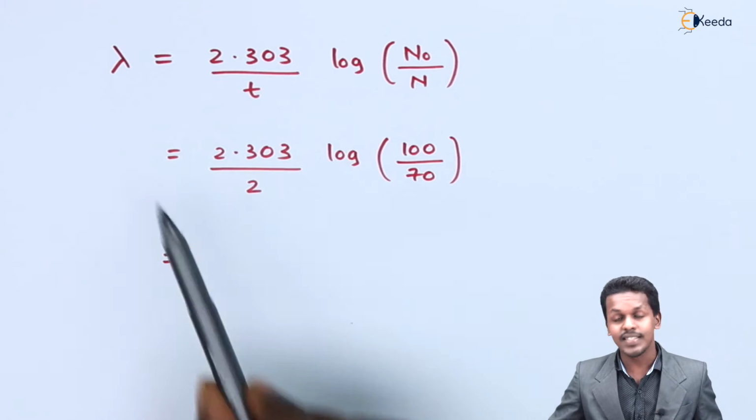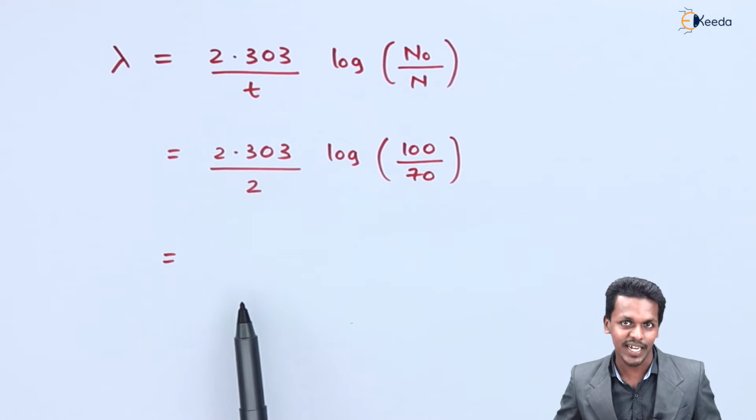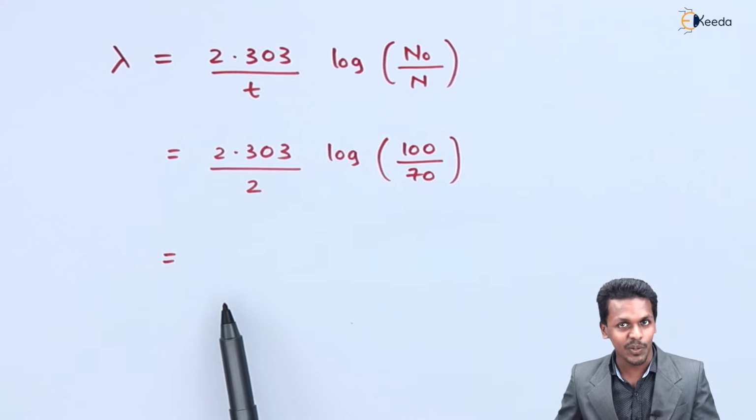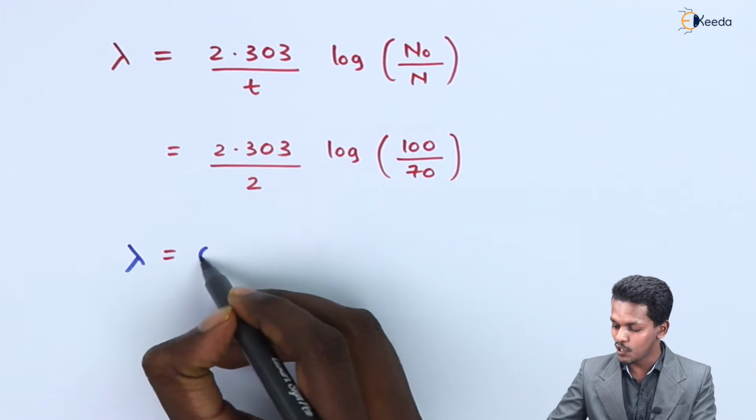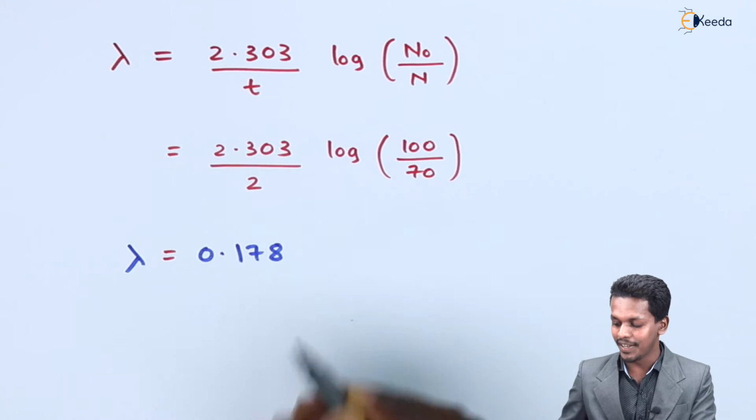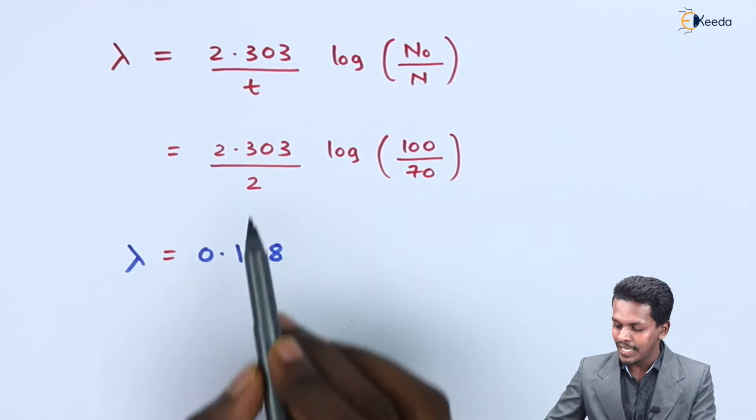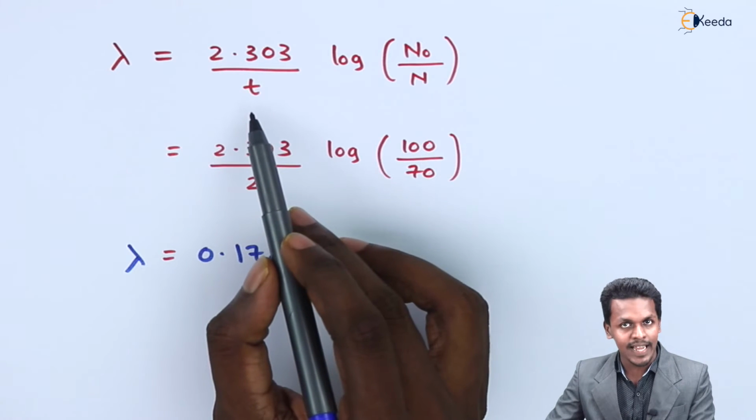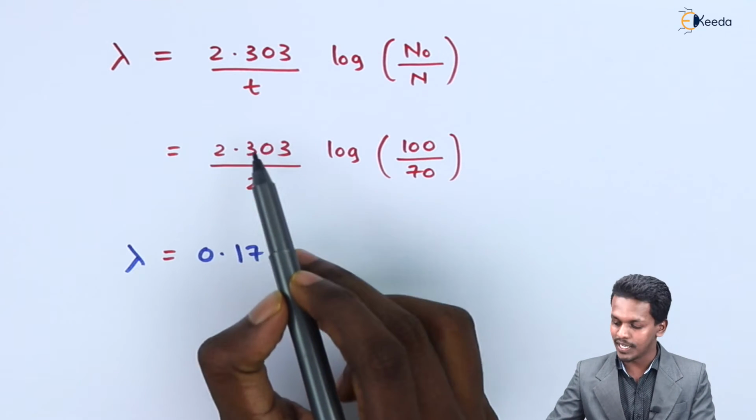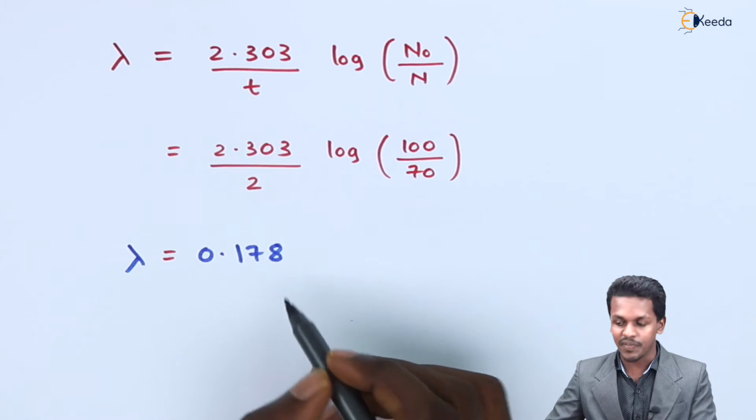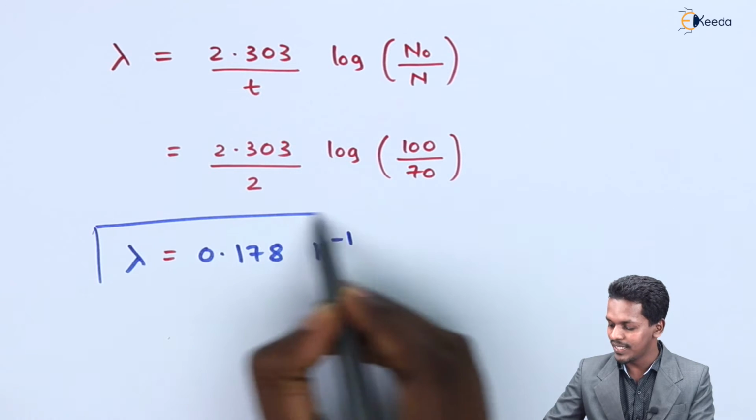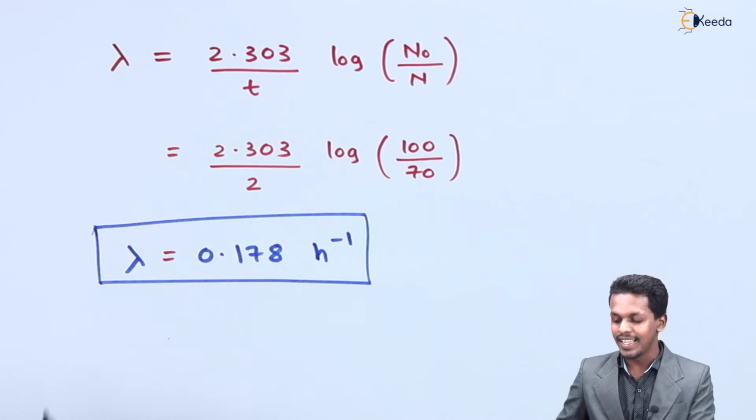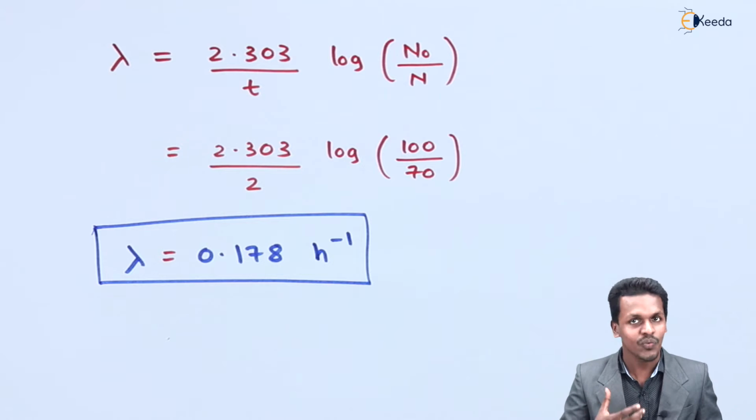So now let us calculate this and find out what decay constant we get over here and what will be its unit. So we have got the value of the decay constant as 0.178, but what will be the unit? Here we took the time as 2 hours, so the unit of this would be per hour, hour inverse. So this is the value of the decay constant, but this is not the final answer that we need. We need T half, that is the half-life period.